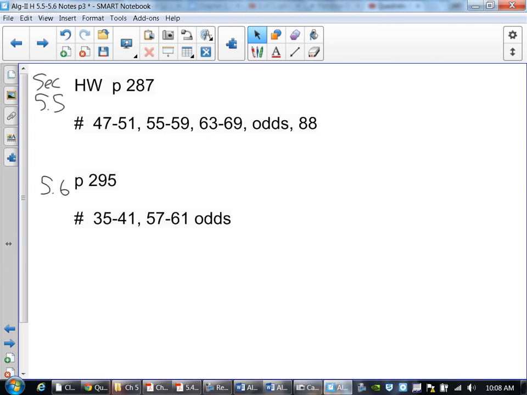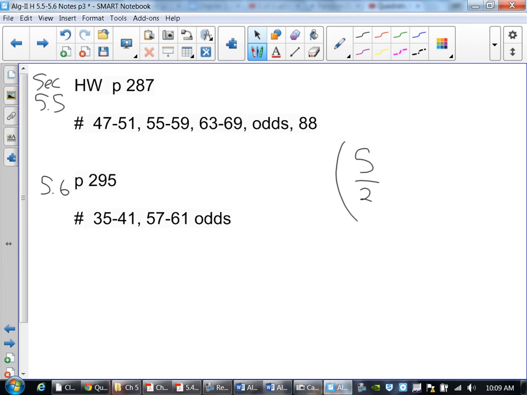What do I mean? Well, what's half of 5? 2.5. Actually, 5 over 2. It's easier to keep it at that. And then I would square it. When you square a fraction, you get 25 over 4.